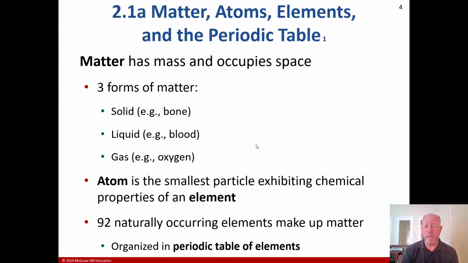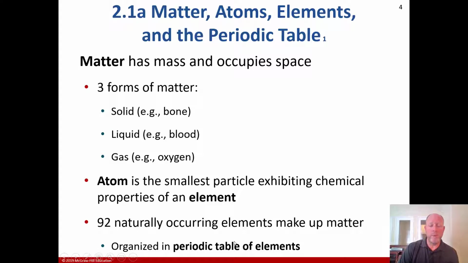Okay? An atom is the smallest particle exhibiting chemical properties of an element. And there are 92 naturally occurring elements that make up matter. In the table of elements, you'll notice there are more than 92 because there are scientifically manufactured or man-made elements in addition to the natural occurring 92.